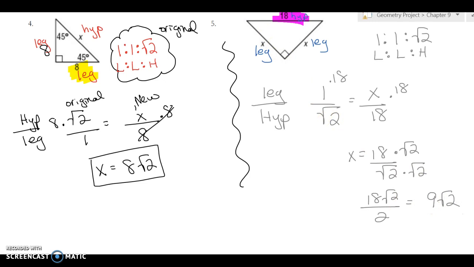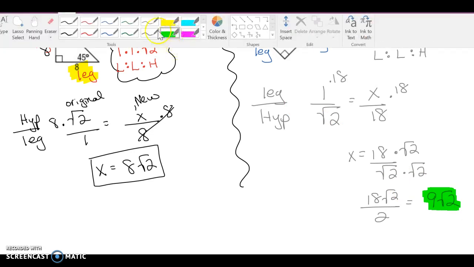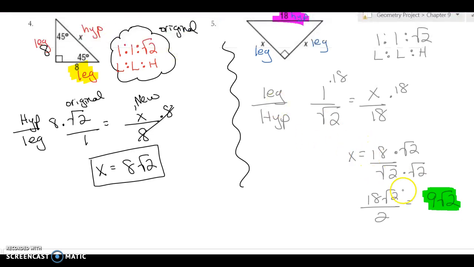If you're in a higher geometry or you're more mathy, this is what you should get. If you are struggling to understand this stuff and you just want to get it right, and your teacher doesn't care if you have radicals, then you could just do 18 divided by square root of 2. And that's 12.73. Both answers are the same, they just are written differently, and one is rounded and the other one is not.